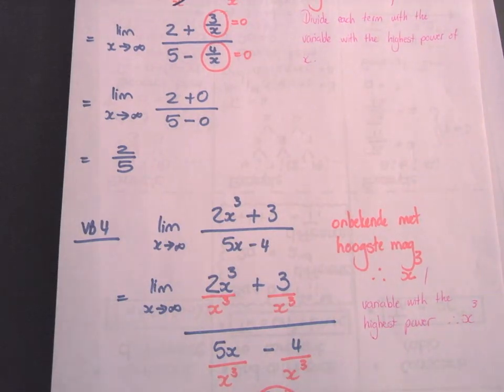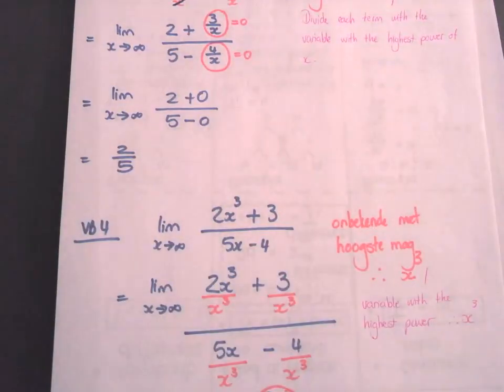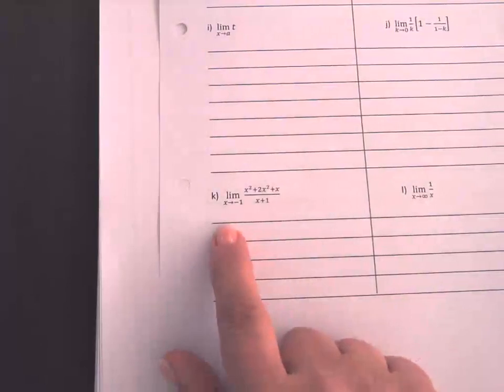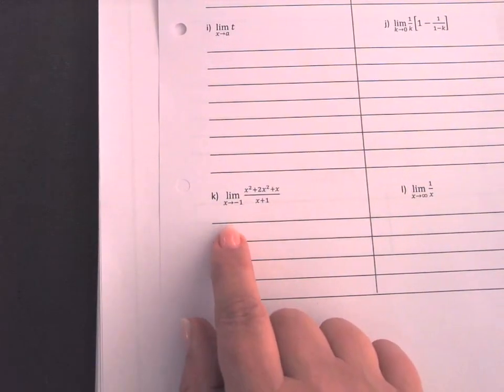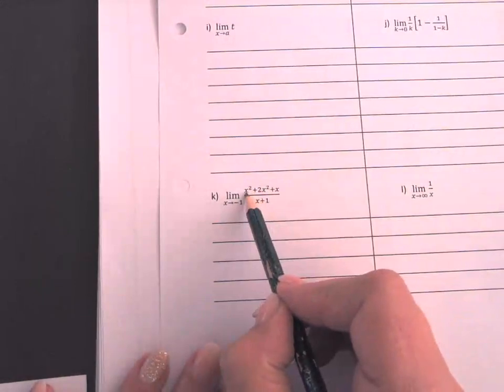I want you to quickly page to page 5. Sum number K. There's a mistake on the printout. That x squared must be x to the power of 3.